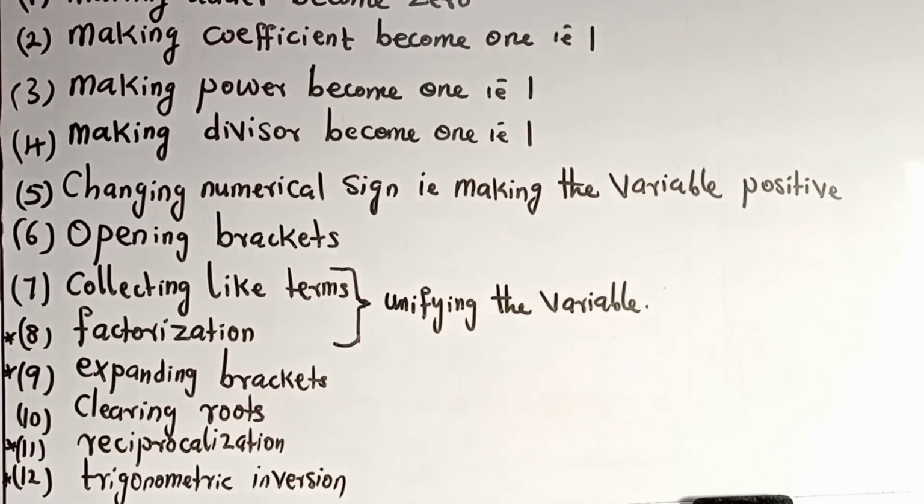Please take note of those ones that have asterisks before them. This is number 8, that is factorization. Number 9, expanding brackets. Number 11, reciprocalization. And number 12, trigonometric inversion. They are 4 in number. These 4 will not be treated in this topic. When the time is ripe, we pay attention in a separate arrangement to these 4. So out of the 12, we are paying attention to 8 different skills of solving ordinary algebraic equation.